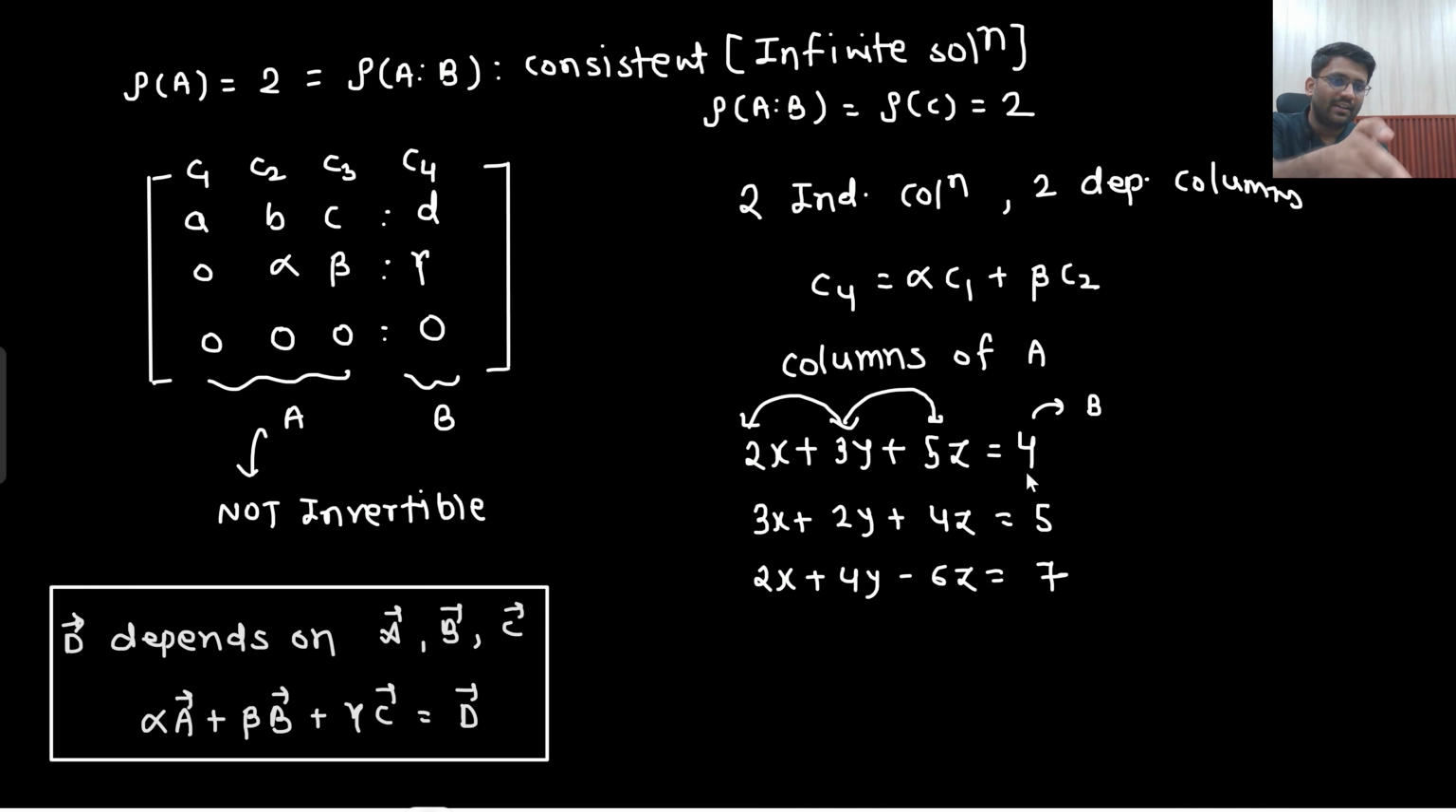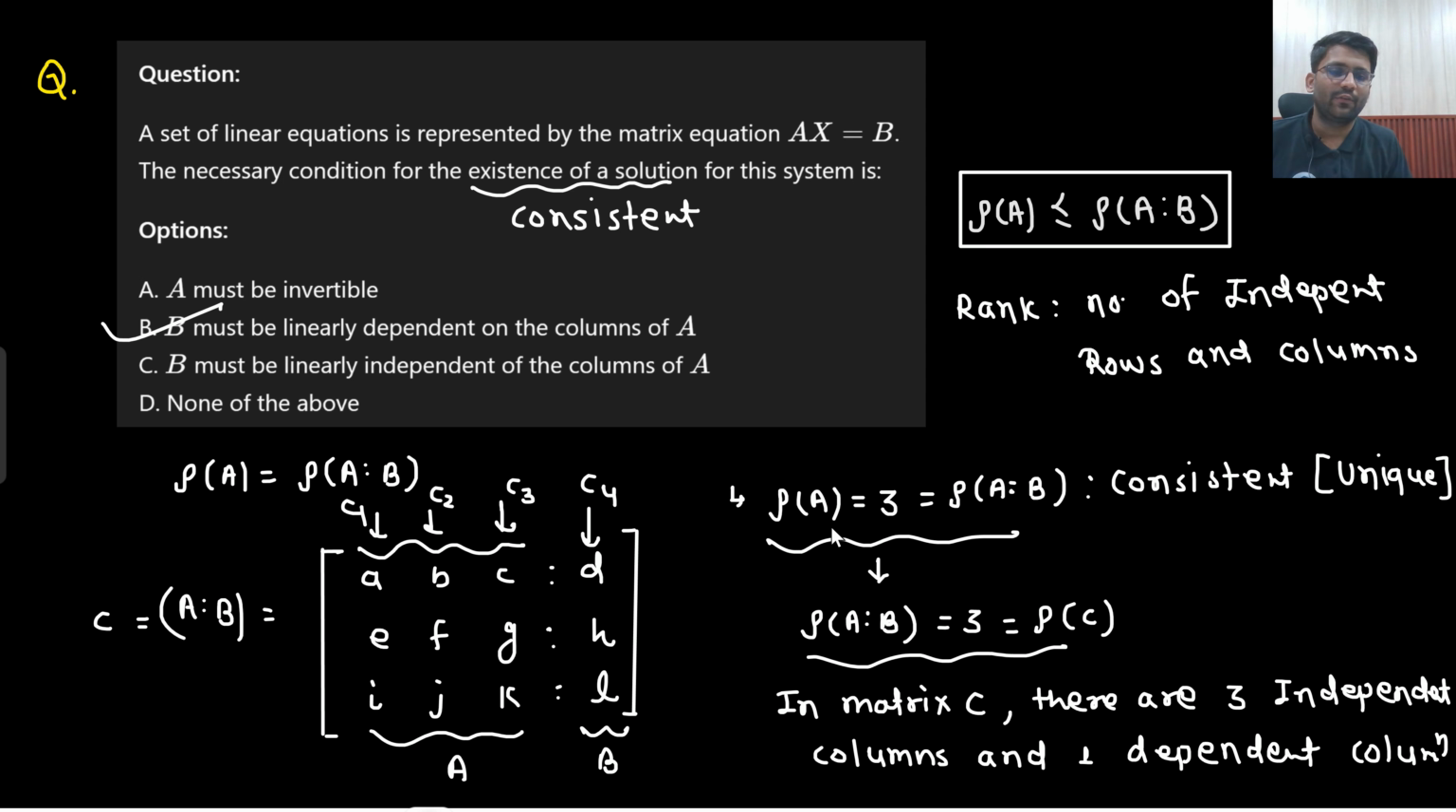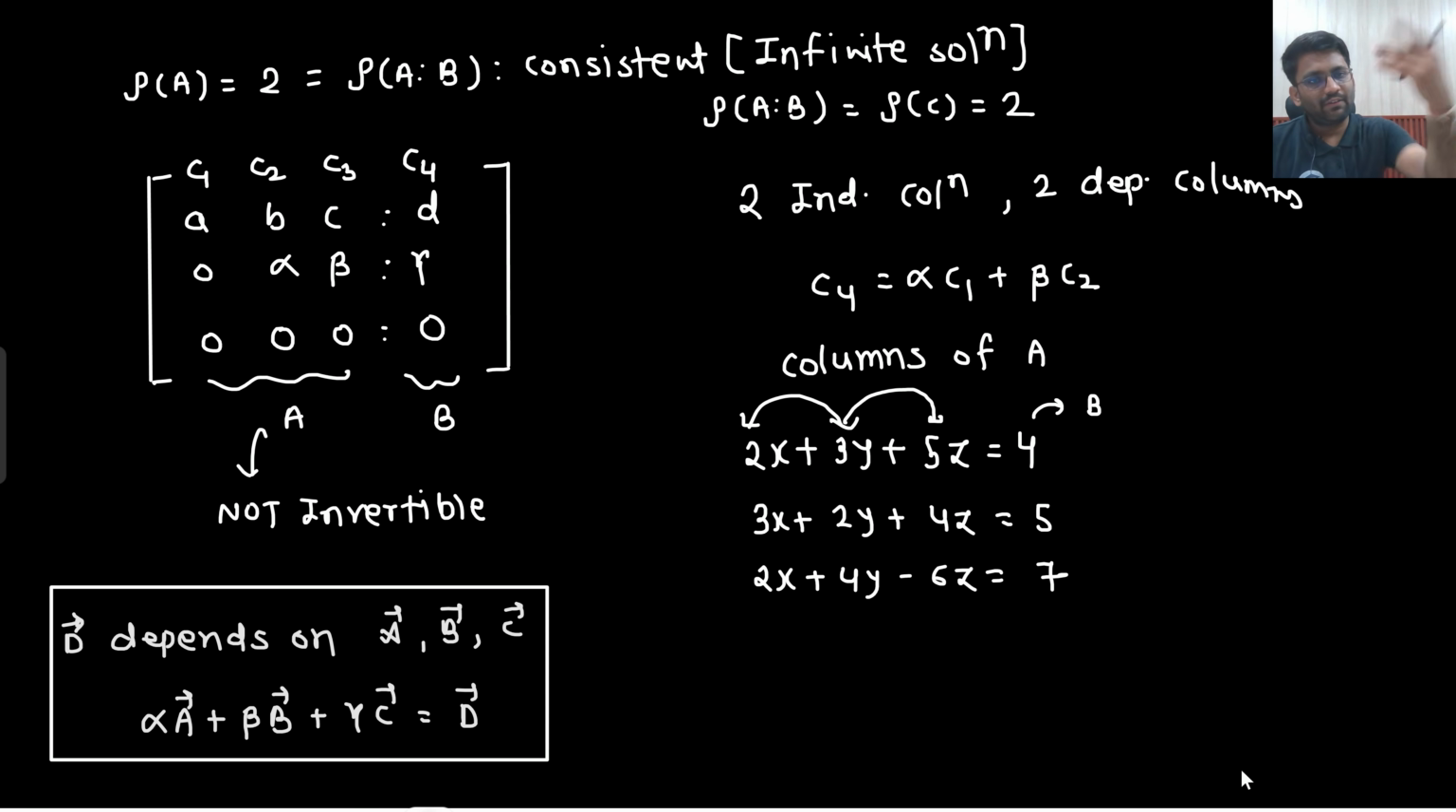So vector B is depending on the columns of A. This is the meaning of a linear equation, no? 2x plus 3y plus 5z equals 4. Or you can understand by this particular scenario that rank of A augmented B will be 3. Take any kind of system, say 3 variables and 2 equations. What will be the maximum rank you will get? Maximum rank you can get is 2. What does that mean?